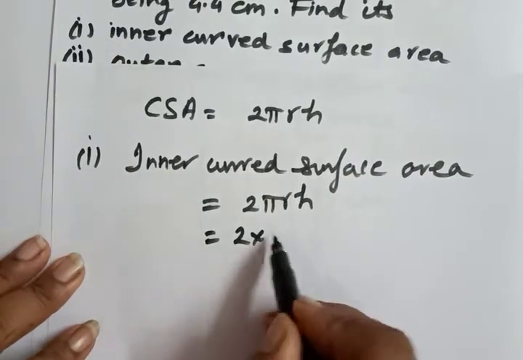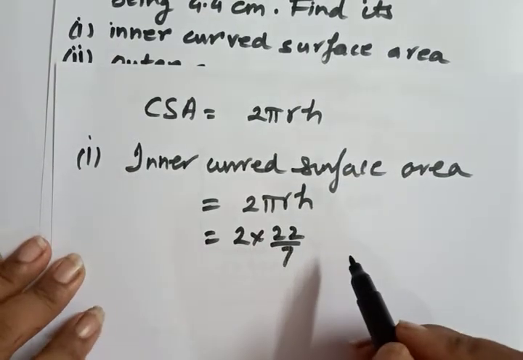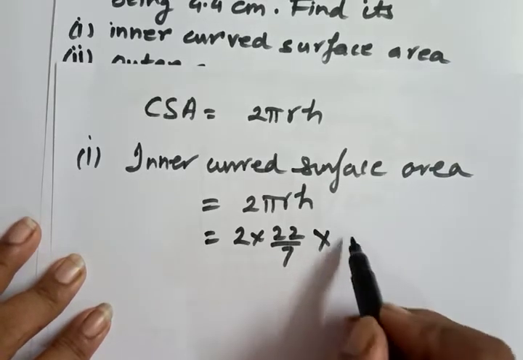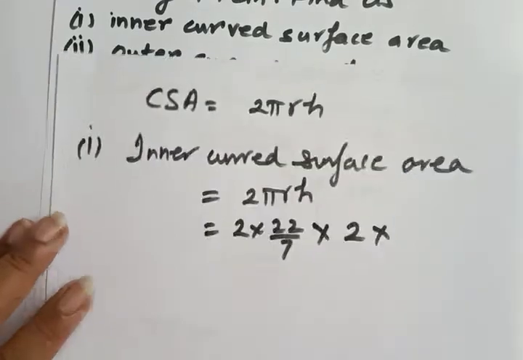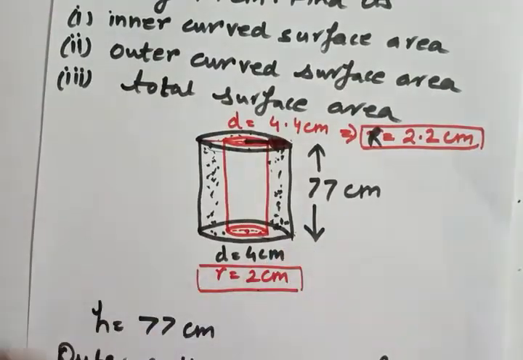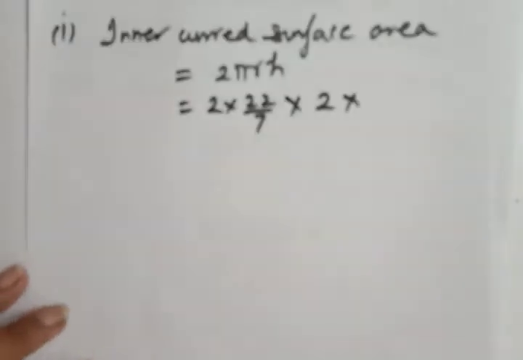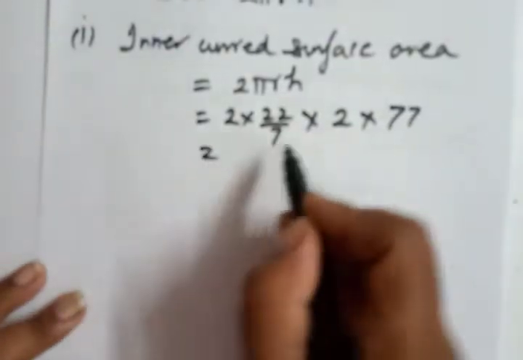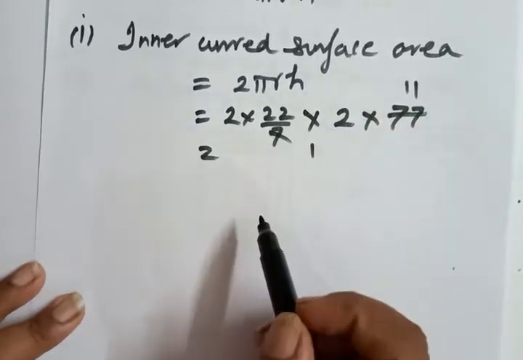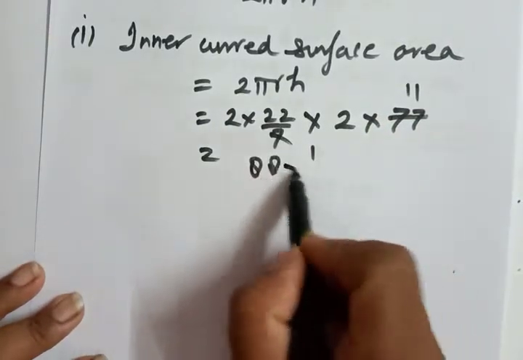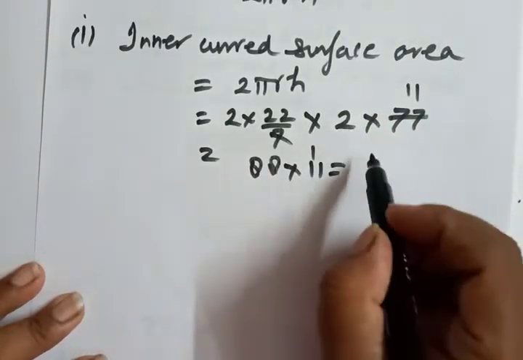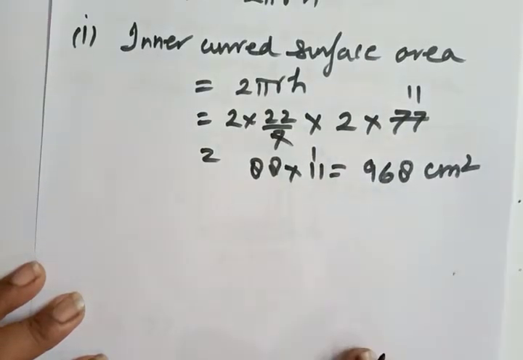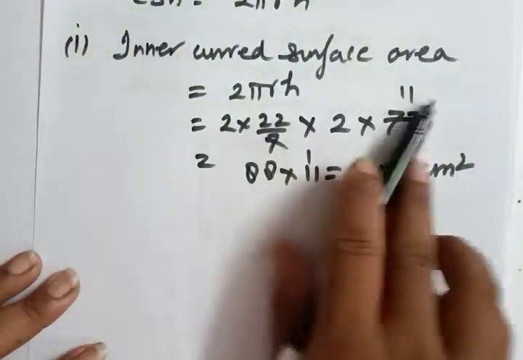2 into 22 upon 7, which is the value of pi, unless and until it is given as 3.14. The radius is 2 centimeter and the height is 77 centimeter, that is given in the question. So we have 7 1s are 7, 7 11s are 77. So 88 into 11, that is equal to 968 centimeter square. So this is the inner curved surface area.